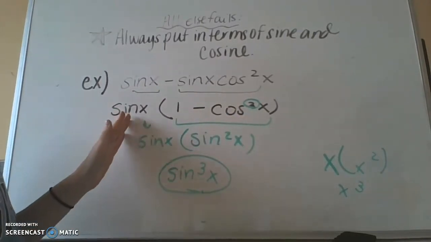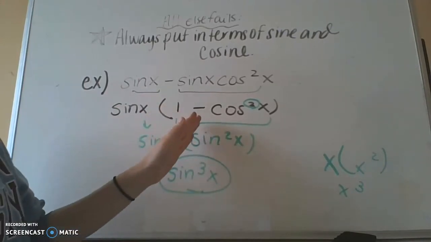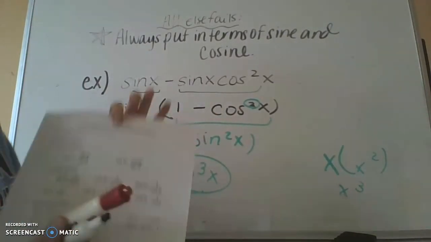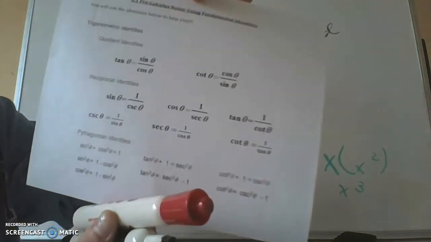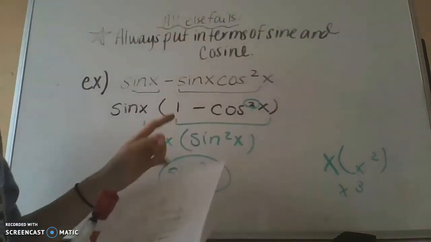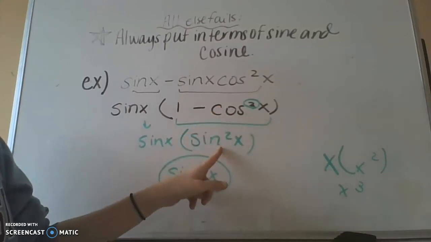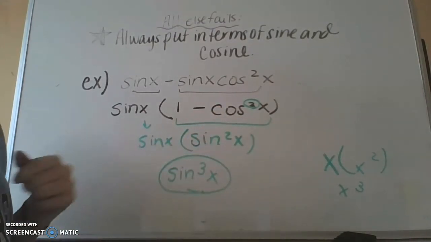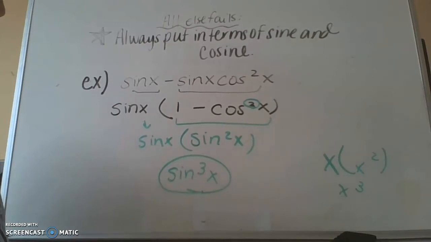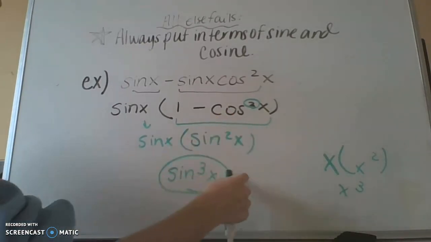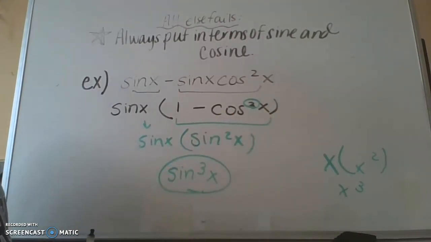I can't do anything with the sine. So now I'm going to say, what can I do with 1 minus cosine squared? I'm going to check my handy dandy identity sheet. Okay? And I see that 1 minus cosine squared is sine squared. I'm just replacing them using my sheet, and then I multiply them, and I end up with my answer. Okay, how do I know I'm done? I can't do anything with that. So that's how I know I'm done.